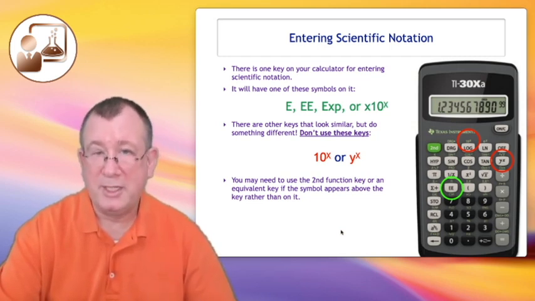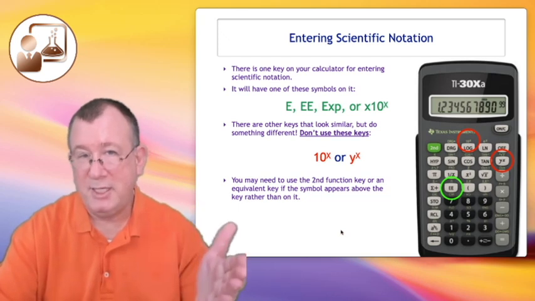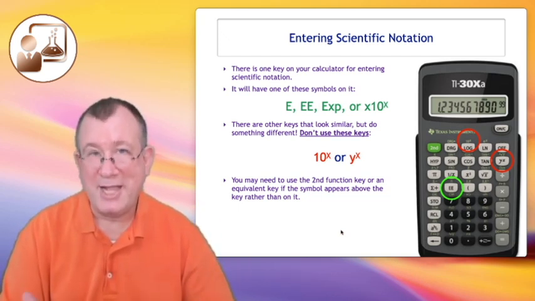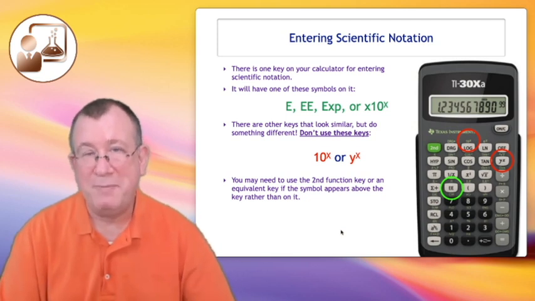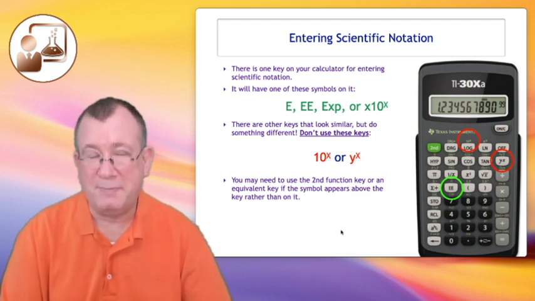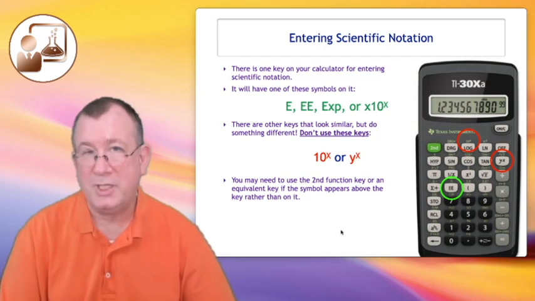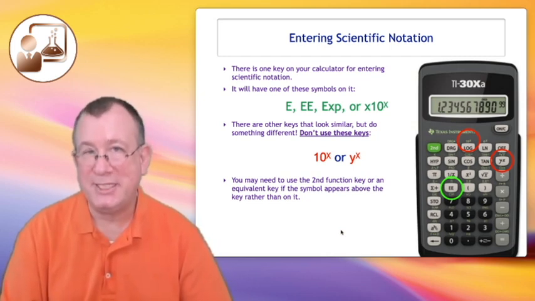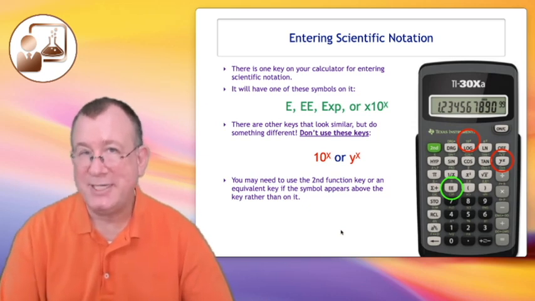So look on your calculator right now. Look for a key that says E or EE or EXP or times 10 to the X. That's a good key for scientific notation. That's a way of telling your calculator, I'm not entering an expression. I'm not entering two different numbers related to each other. I'm entering this as a single measurement, a single number. 2.5 times 10 to the 5th is a single number.